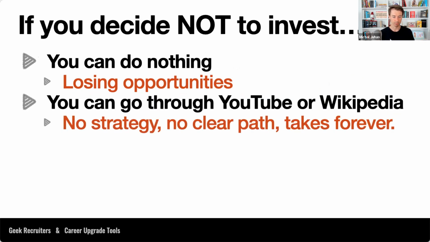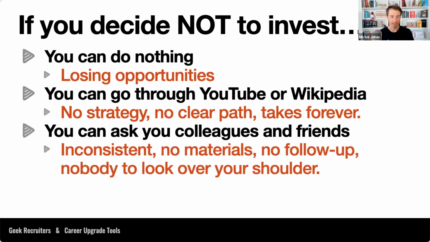You can also just go through YouTube or Wikipedia, but that's what lots of the agencies we worked with followed, but then they are frustrated because they have no strategy, no clear path. It takes forever. And eventually they don't have any structured way to onboard new joiners. So it's not really a strategy. It's just some random stuff. You can ask your colleagues and friends, but it's very inconsistent. No follow-up, no materials. And we have all the materials. I can show you probably here. Oh yeah.